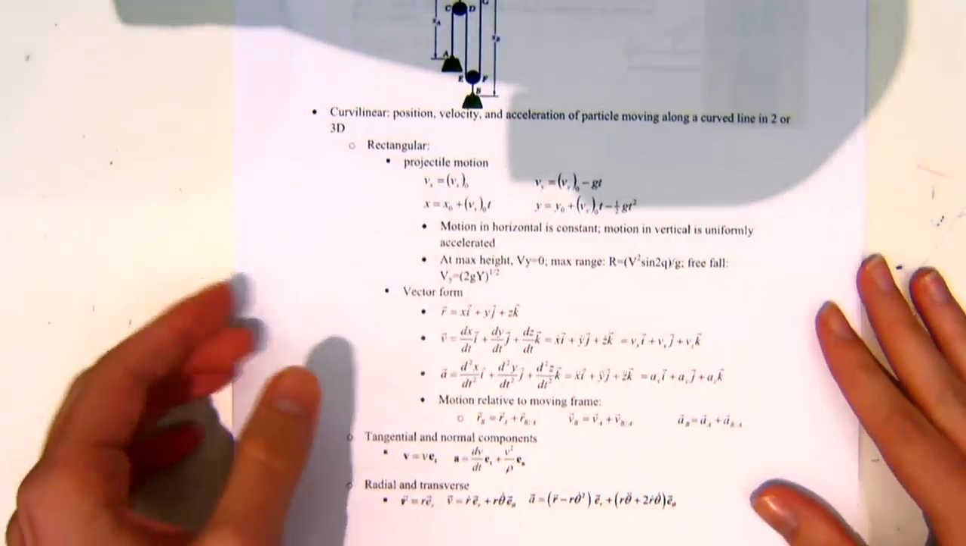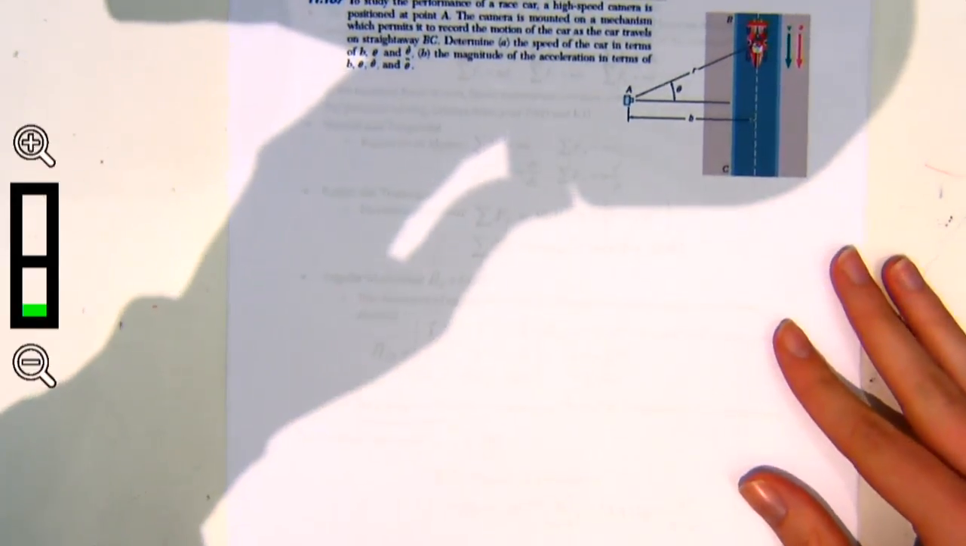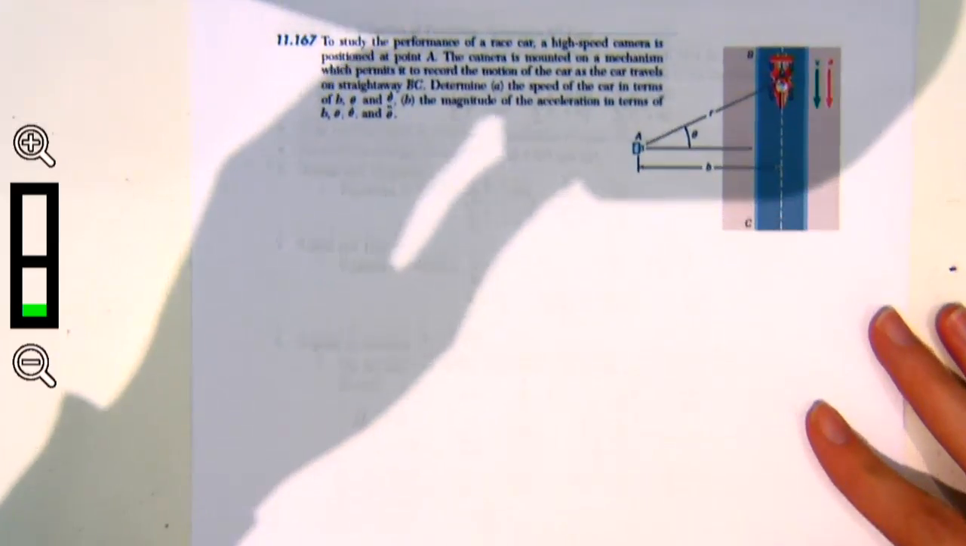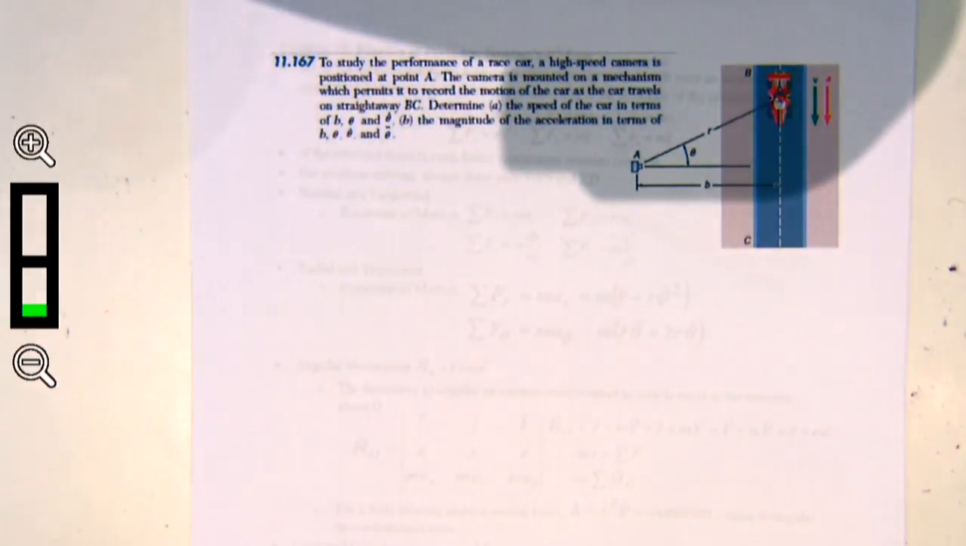So for the first problem, this one was from the homework. It's from chapter 11. You guys remember radial and transverse components? Kind of. So for radial and transverse, first off, this problem says, to study the performance of a race car, a high-speed camera is positioned at point A. The camera is mounted on a mechanism which permits it to record the motion of the car as the car travels on the straightaway BC.